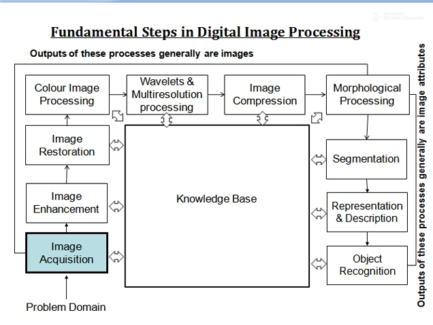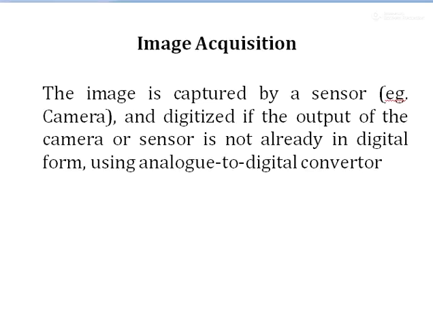The first step is image acquisition. Image acquisition is capturing the image. In general, images are analog in nature, so we have to convert them into digital. So analog to digital conversion is done here by way of a digitizer. Also, it does some pre-processing steps like scaling. This is the function of the image acquisition part.